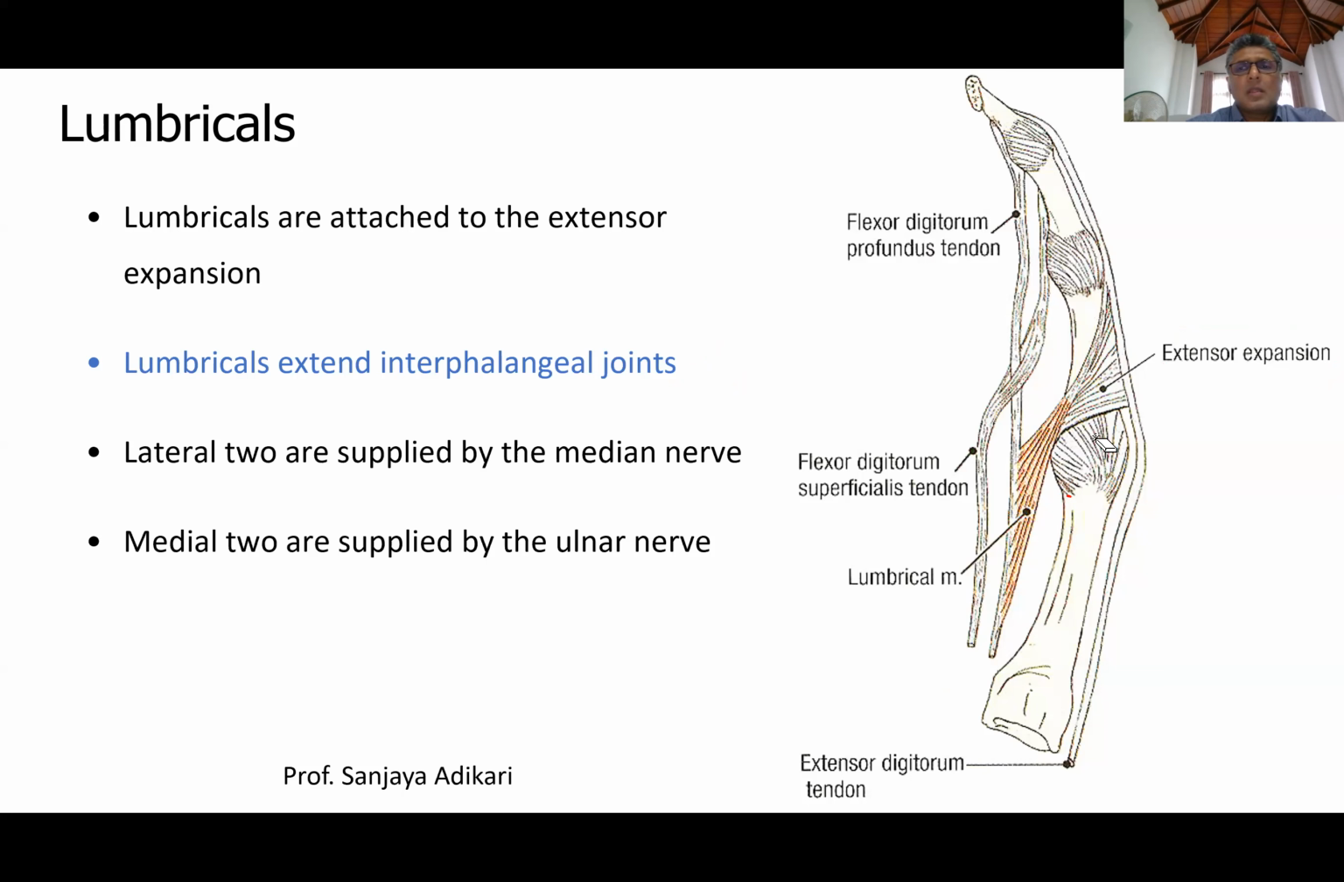Then the lateral two lumbricals are supplied by the median nerve, and the medial two lumbricals are supplied by the ulnar nerve, going by the nerve supply of the flexor digitorum profundus muscle. Medial half is supplied by the ulnar nerve, lateral half by the median nerve.